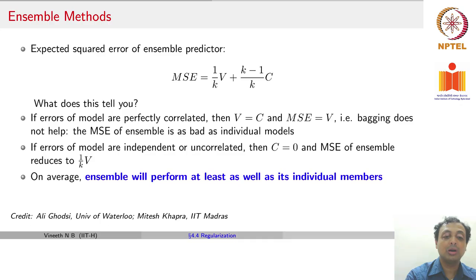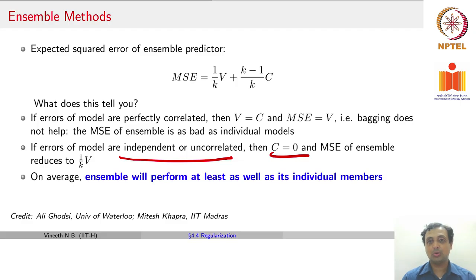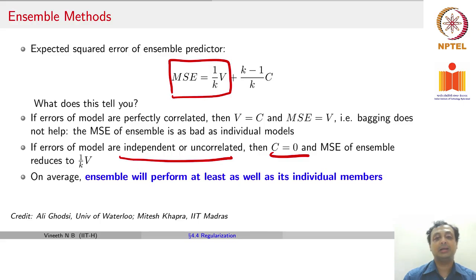However, if the errors of the models are independent or uncorrelated, especially if C is equal to 0, remember, C was the correlation between epsilon i and epsilon j. So if two different models' errors are uncorrelated, then C will be 0 and your mean square error will be 1 by k times V. Which means the MSE of the ensemble will have significantly lesser variance. Another way of summarizing this discussion is that the ensemble will perform at least as well as its individual members.